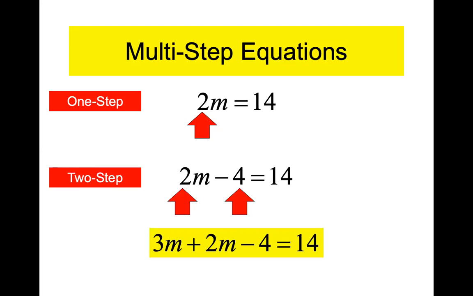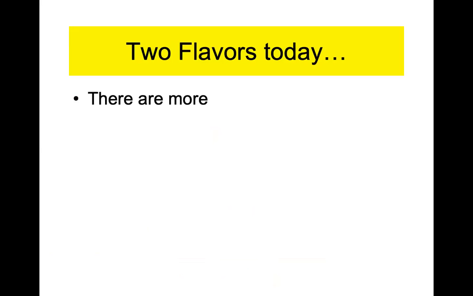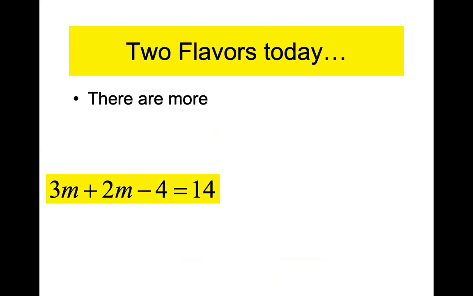This is the one that we'll be doing today. It's got multiple things that we need to do. I got a 3, a 2, and a 4 I need to get rid of. There's 3 numbers there. Now, as soon as we get into multiple step things, some other things can occur. So that's what we're going to explore today. There's lots of things that can occur, but we will only look at 2 of them today. So 2 flavors today, but there are certainly more. That's for tomorrow's class.